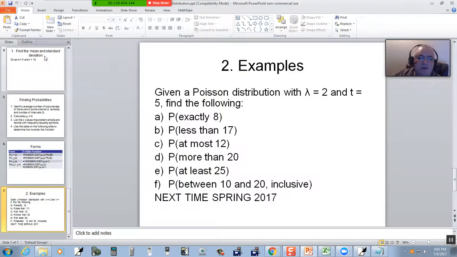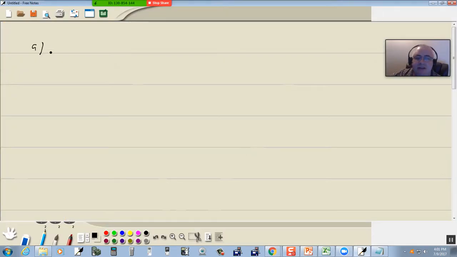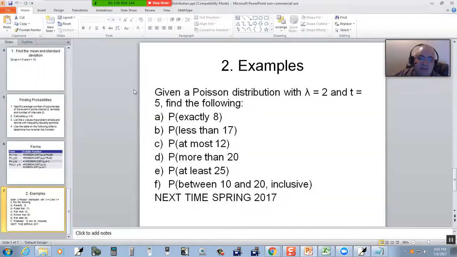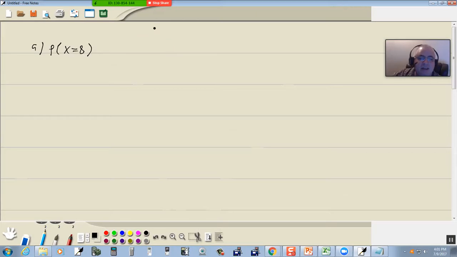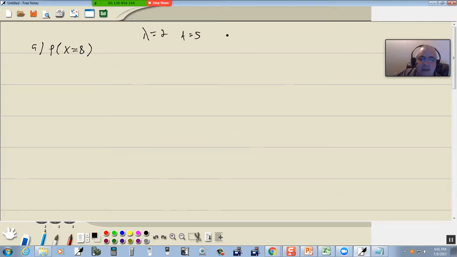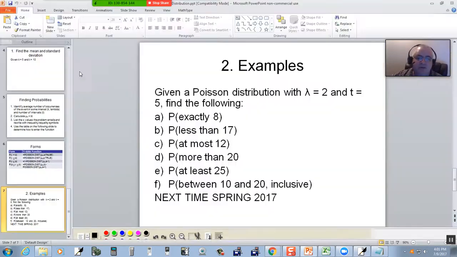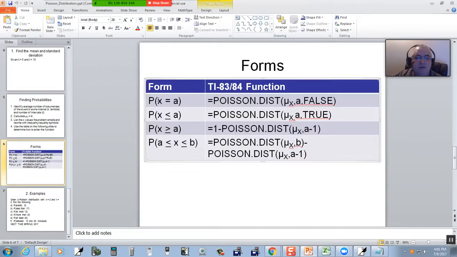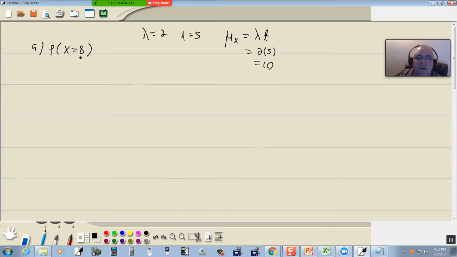So my first one is the probability of exactly 8. Well, that's x is equal to 8, so that's exactly one value. Lambda times t is equal to 5, so our mean is going to equal lambda times t, which is 2 times 5, or 10. Okay, so this is already written in the form of x equals. So if I come over here, that's this one right here. So the 8 would be our a.